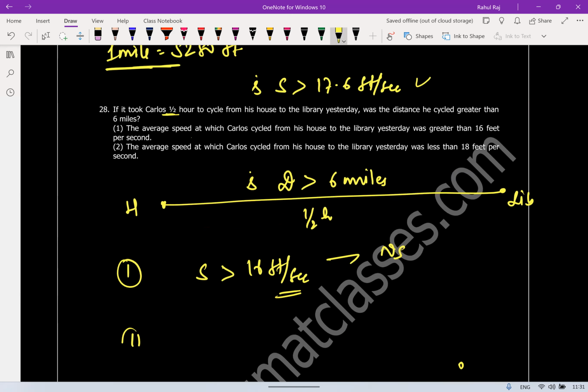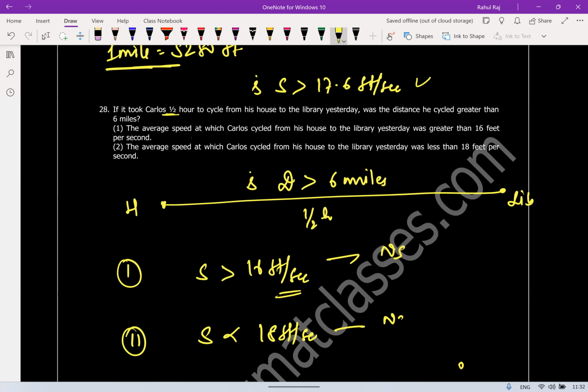Option number two says what? The average speed at which Carlos cycled from his house to the library yesterday was less than. So S is less than 18 feet per second. Just by knowing that S is less than 18 feet per second, can I say it is greater than 17.6? No. It could be 17.8, it could be 16.